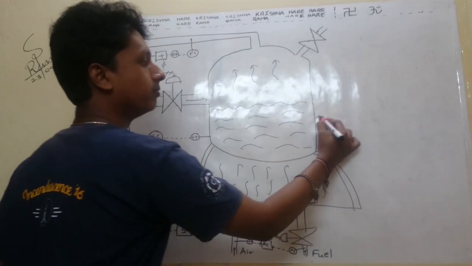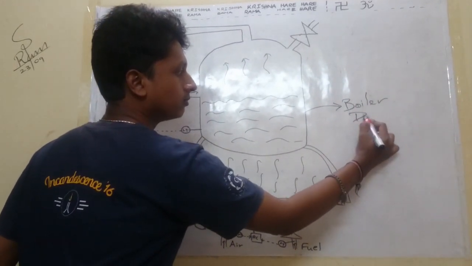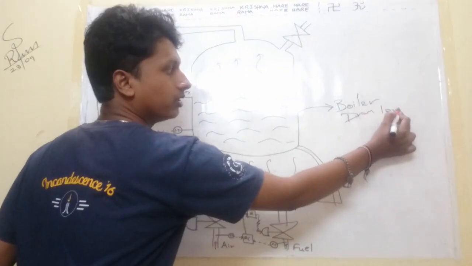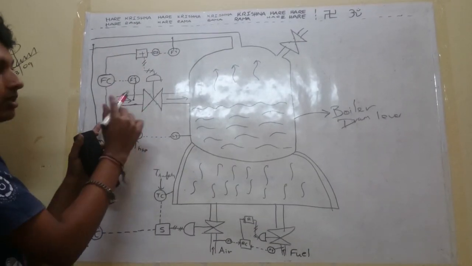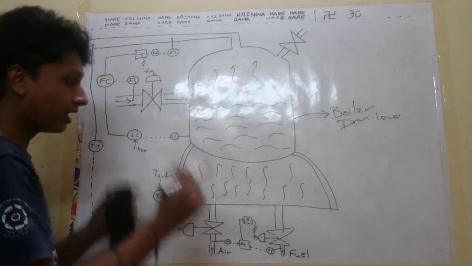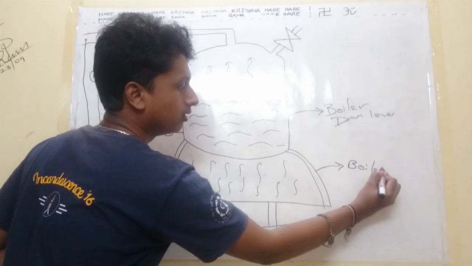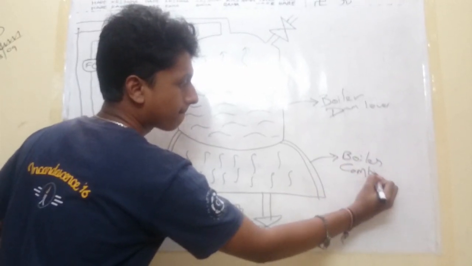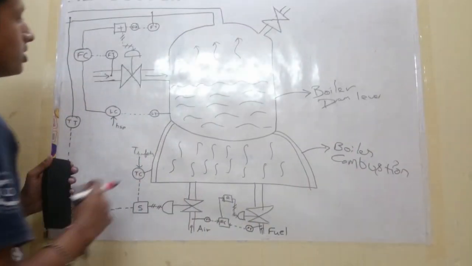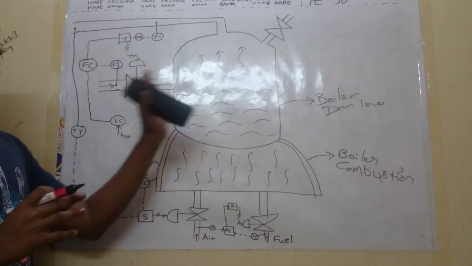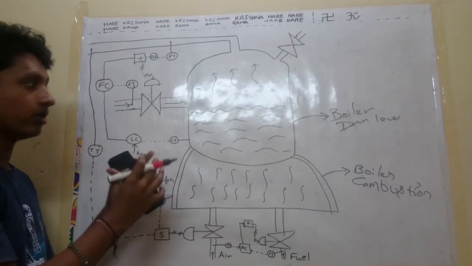I have told, this is the boiler drum. This is the boiler drum level, and these are the controlling parameters that we are controlling for the boiler drum, and this is the boiler combustion. First, I have to explain the boiler drum level. I will just summarize. Why? Because I have already explained the boiler drum level control.